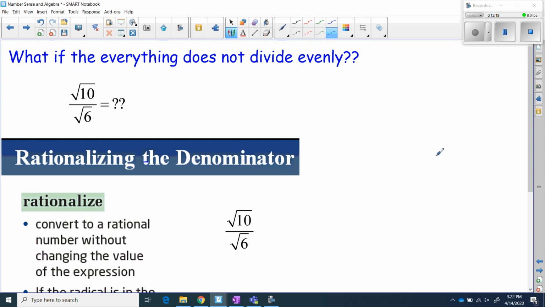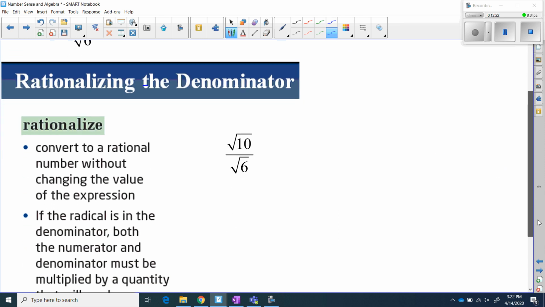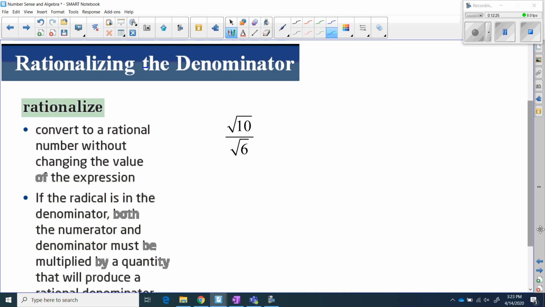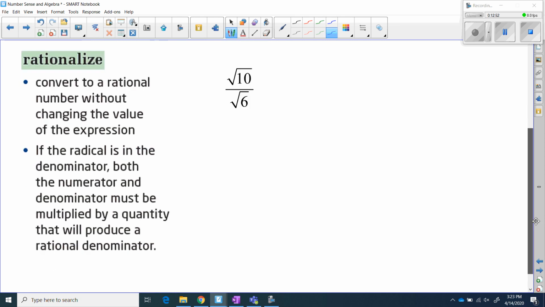And this process, if I scroll down so you can see here, to rationalize means to convert to a rational number without changing the value of the expression. So my answer is going to be equal to this. If I were to take a calculator and divide this out, and then take my answer and divide it out, which I'll do at the end to prove it to you, they're equal to the exact same thing. Here's the difference: the radical in the denominator, we're going to get rid of it. The way we do it is by multiplying the numerator and denominator by whatever square root or radical you see in the denominator here. Now that may sound confusing, so hopefully I can clear it up with an example.